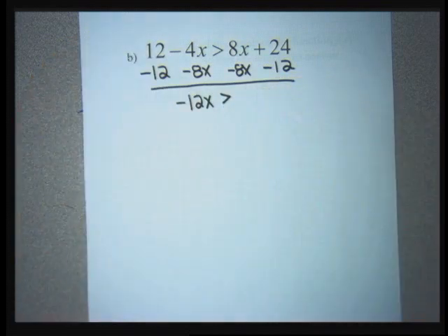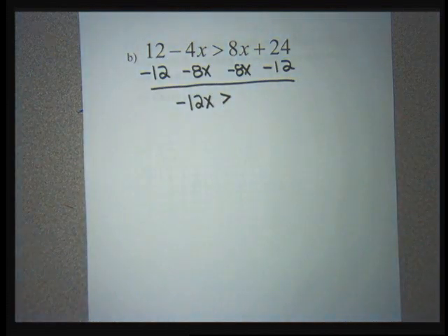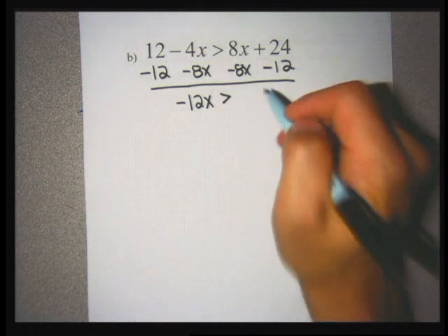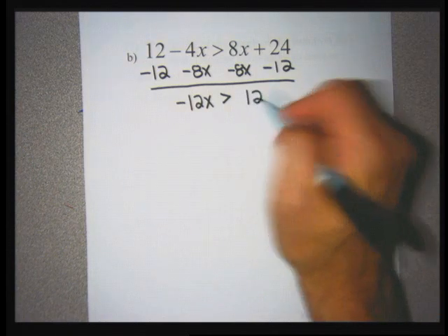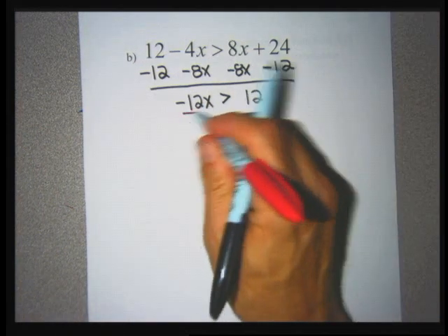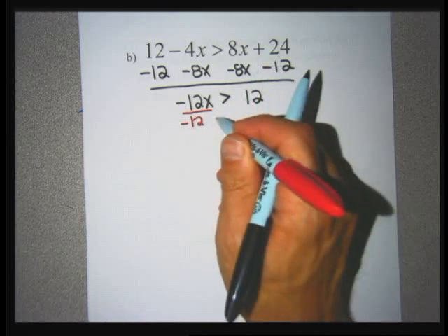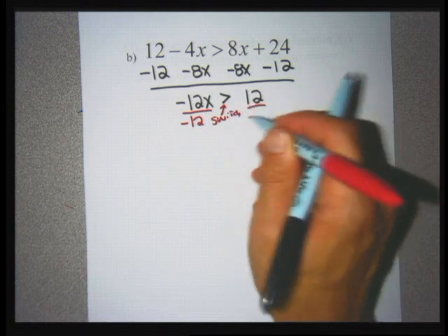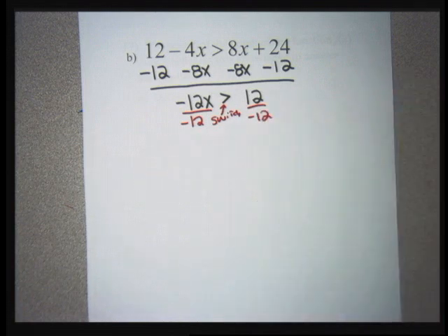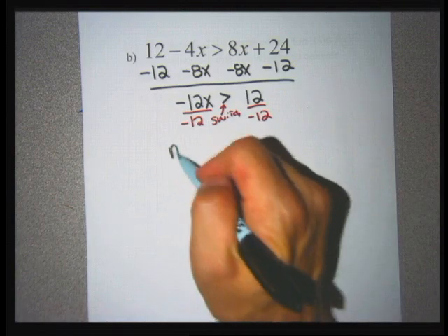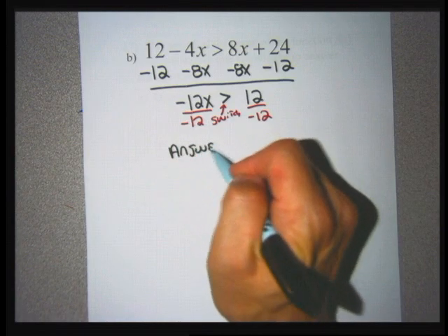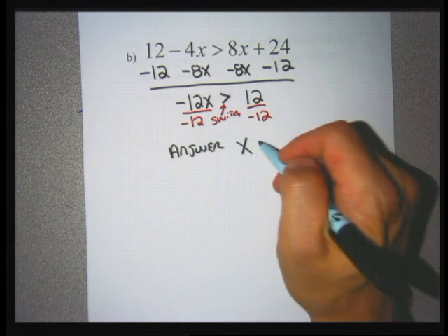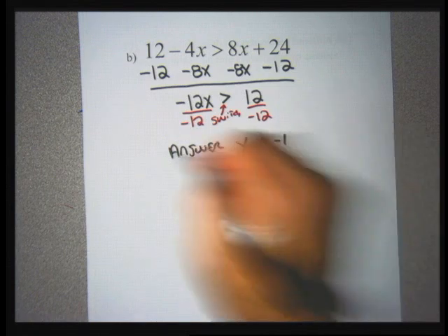Keep my greater than sign, because I only switch the direction of the sign if I divide or multiply both sides by a negative number. On my right side, the 8x's cancel. 24 minus 12 is 12. And now I'm going to divide, and because it's a negative I'm dividing by, I have to switch. If that was a positive 12 I was dividing by, I wouldn't switch. I only switch if I'm dividing by a negative. So for my answer, negative 12 divided by negative 12, those cancel, leave me the x. I switch the greater than to a less than. 12 divided by negative 12 is negative 1.